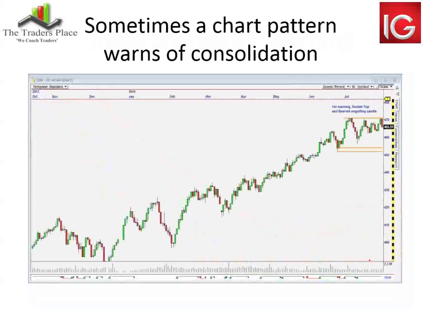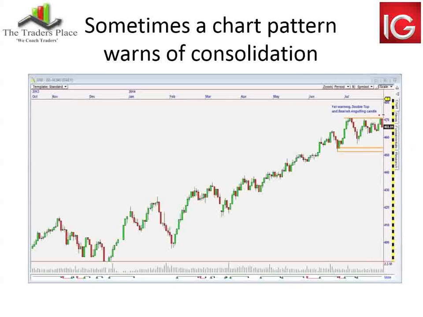Sometimes the chart pattern can warn of a consolidation. Now, the idea is the trend doesn't have to change for the stock, or whatever instrument you're trading, to no longer be a trending item. This is the J200, for instance. The first warning in this case was a double top confirmed by a bearish engulfing candle.